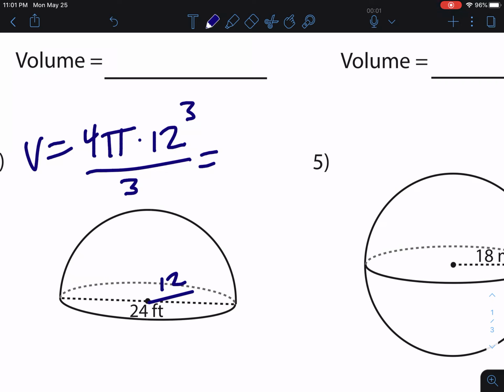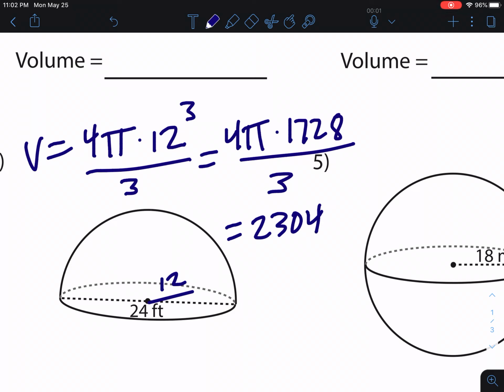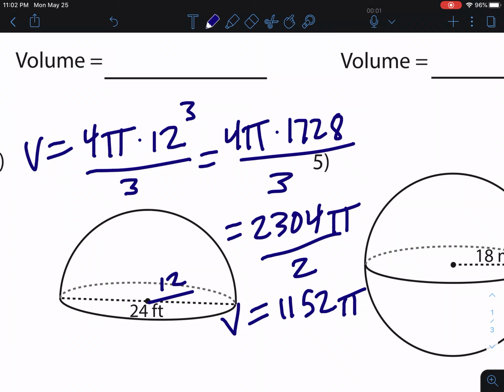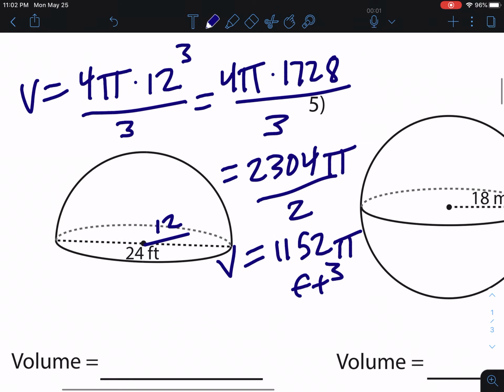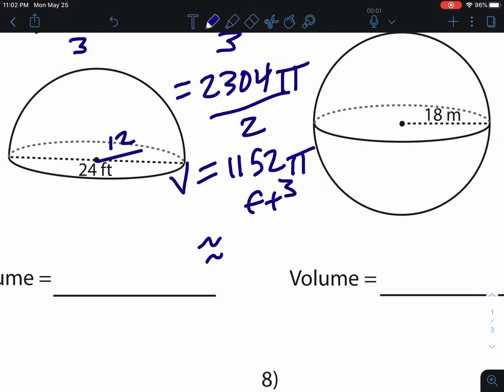So 12 to the third power is 1728. Yes, 1728. So we get 4 pi times 1728, all of that divided by 3. So 1728 times 4 and then divide by 3 gives us 2,304 pi. Now that's the volume of the whole sphere, but to get the hemisphere we then have to divide that by 2, so our actual volume here is going to be 1,152 pi feet cubed.